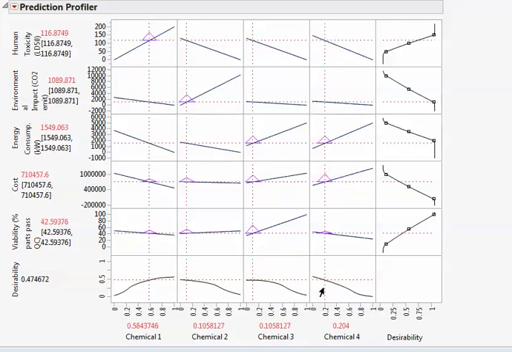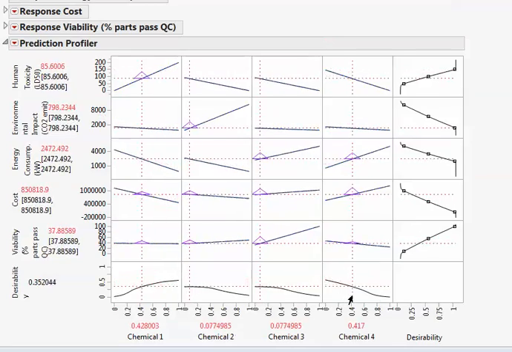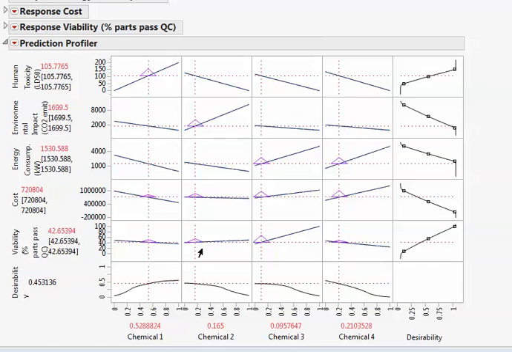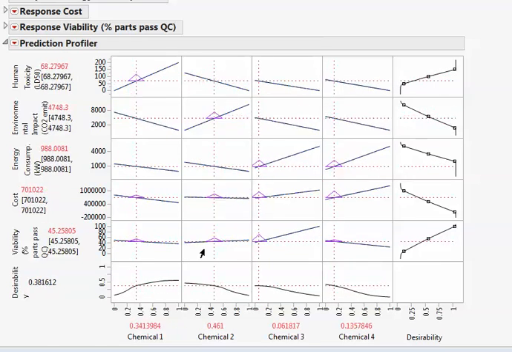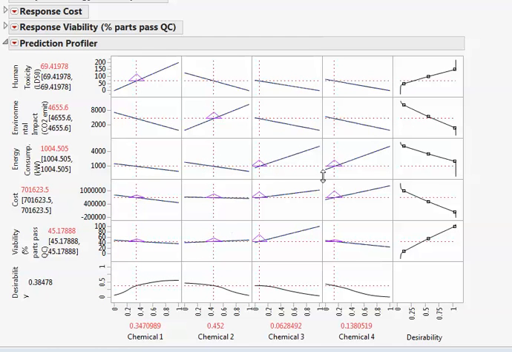And look at, if I add chemical 4, watch what happens to everything. Our desirability goes down. So it's not really good to add chemical 4. We don't really want a lot of that. But you can see the system is sort of living here based on our data that we collected.